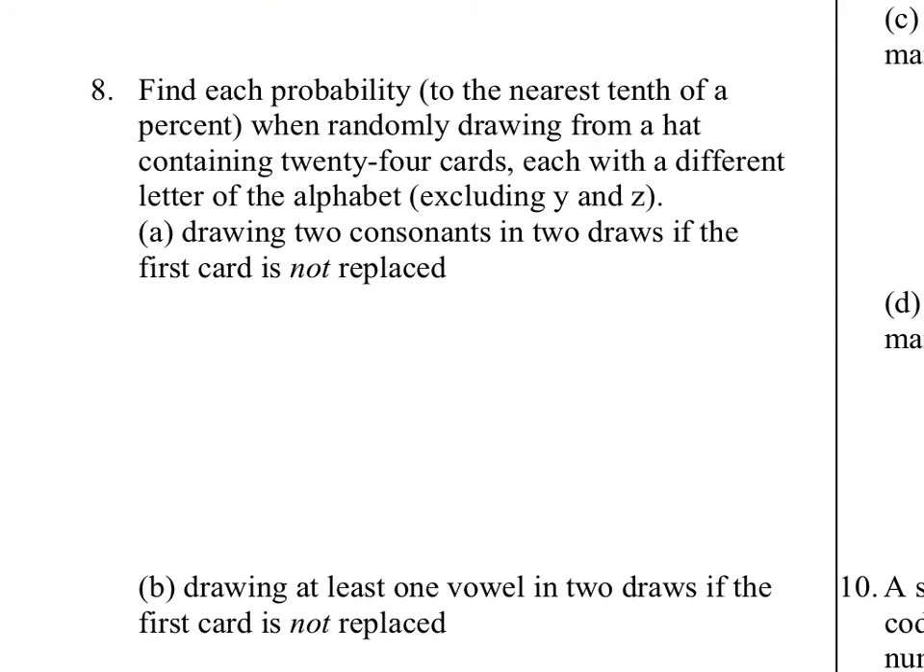All right, find each probability to the nearest 10th of a percent when randomly drawing from a hat containing 24 cards, each with a different letter of the alphabet, excluding Y and Z. So it's the first 24 letters of the alphabet. To the nearest 10th of a percent, what random drawing... Okay. 2 consonants.